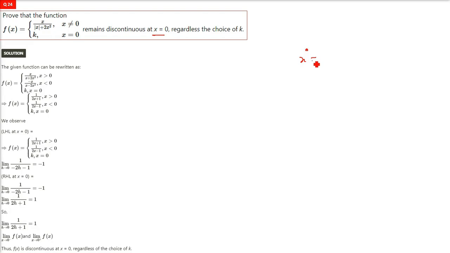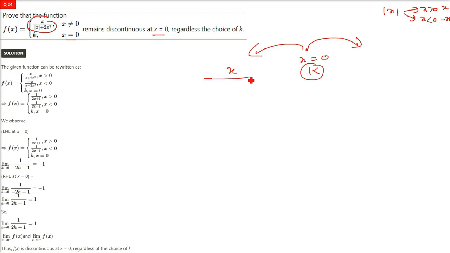We have to check this at x equals 0. And the value of the function at x equals 0 is already given as k. K is some constant. But when x is not equal to 0, when you go a point back or a point forward, then it is x by mod x plus 2x square. But we know that mod x is x when x is greater than 0. It is negative x when x is less than 0. So when we are going backward, from x equals 0, we'll take it as negative x. Mod x will open. On the right, we are going to open mod x as plus x.